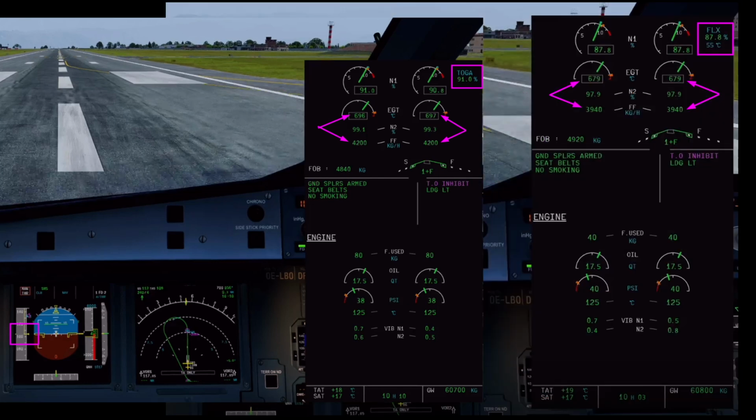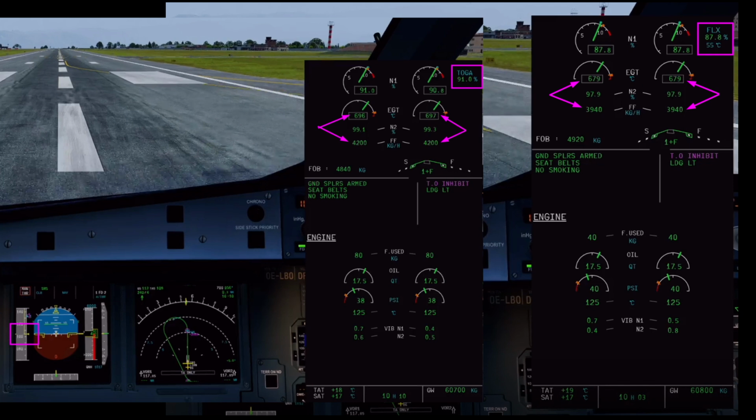So let's have a look at what the difference is between a TOGA power setting and a flex temperature setting here in FS Labs on takeoff. We can see TOGA power says 91% N1, the flex takeoff power says 87.8%. So quite a good reduction in the N1, and that correlates to a flex temperature of 55 degrees. And the temperature difference of the EGT is roughly, well, we can say almost 20 degrees Celsius. And the fuel flow is about 250, 260 kilograms per hour.